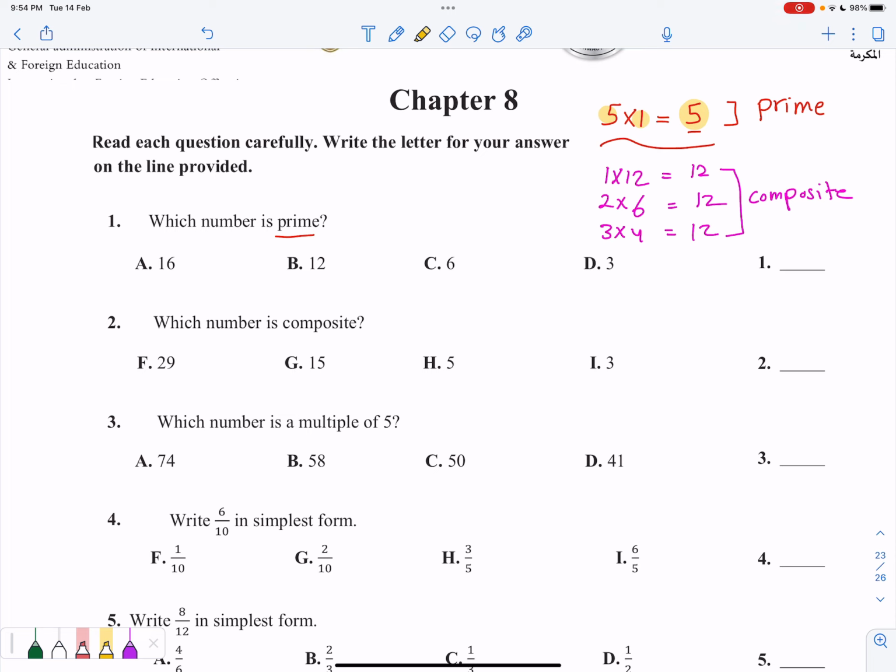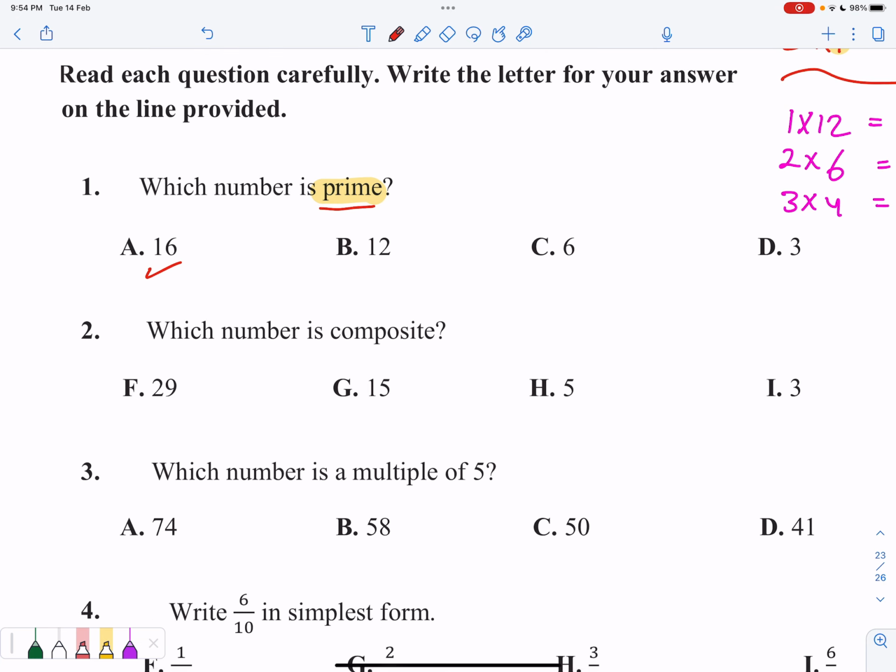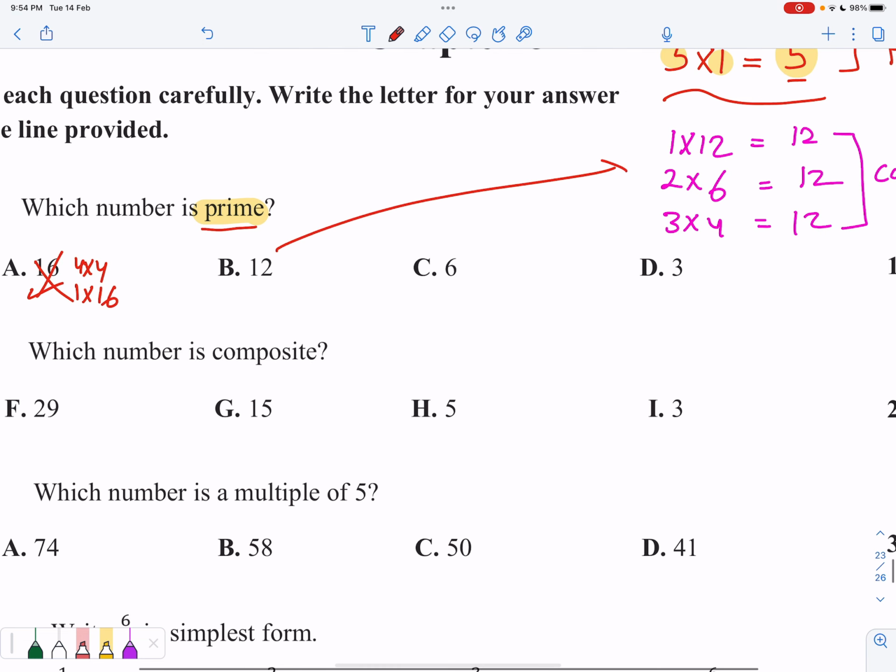Okay? So this question 1 says, which one of these numbers is a prime number? So you will think of each one of these options. The number 16, how can you make it? You can make it from 1 times 16 and also 4 times 4, right? So no, not a prime. 12, we just saw that we can make it in 3 different ways. So no, this is also not prime, this is composite.